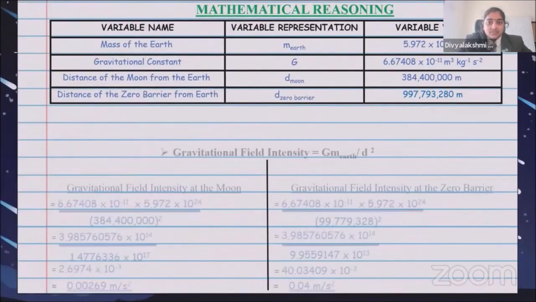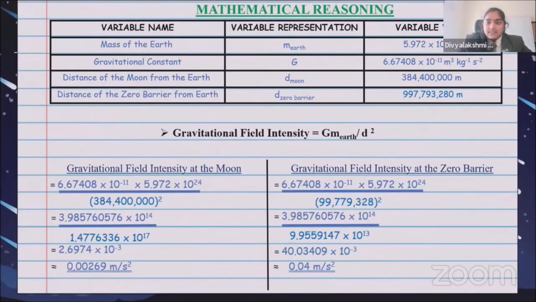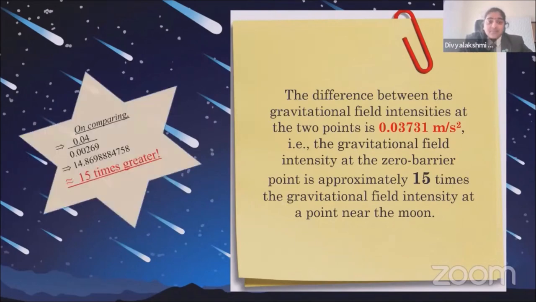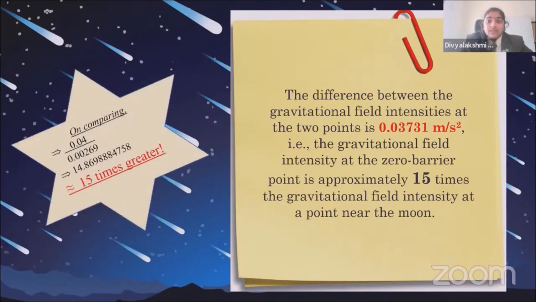Using the formula GM/d², we can find the gravitational field intensity at a point in proximity to the moon and at the zero barrier. I at the moon is 0.00269 m/s², and I at the zero barrier is 0.04 m/s². The difference between the gravitational field intensities at the two points is 0.03731 m/s². That is, the gravitational field intensity at the zero barrier is approximately 15 times the gravitational field intensity at a point near the moon. This proves that there is variation in the field intensities and thus acceleration is changing during the journey.